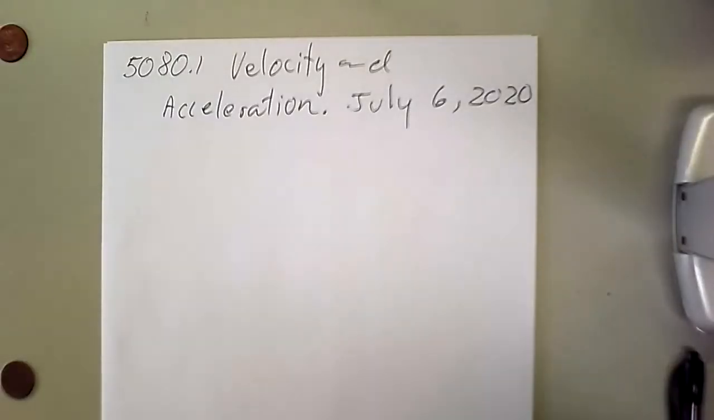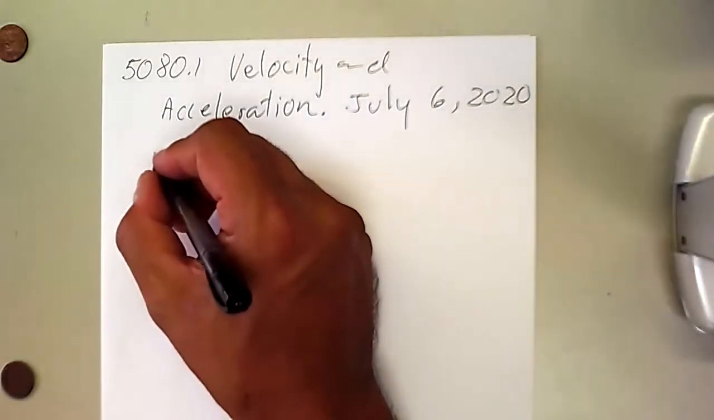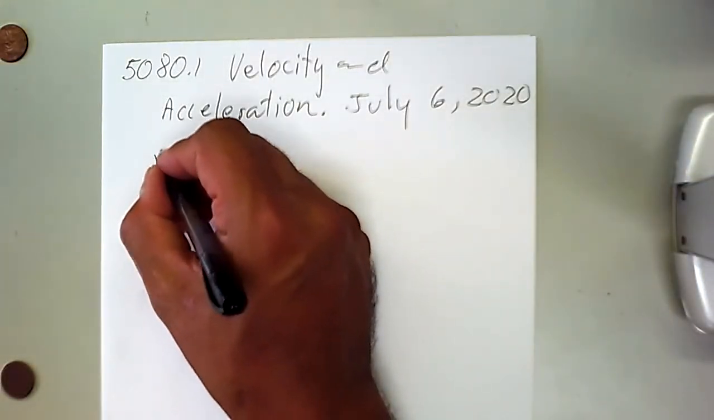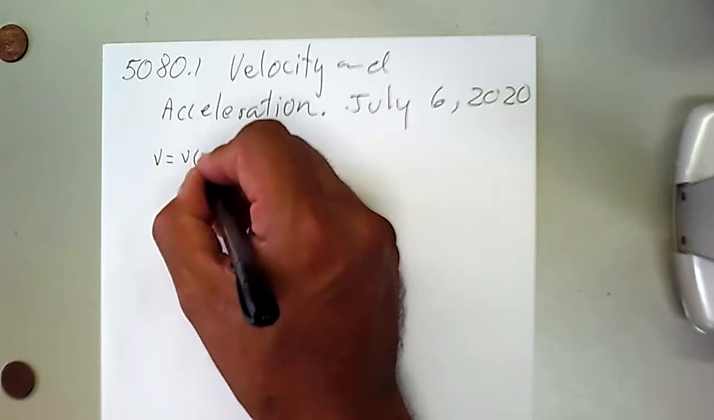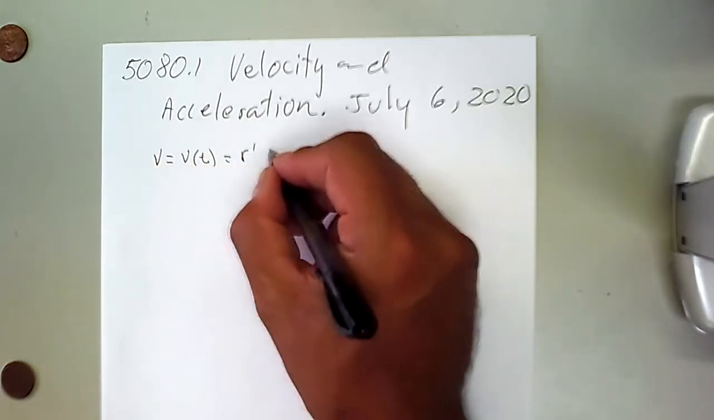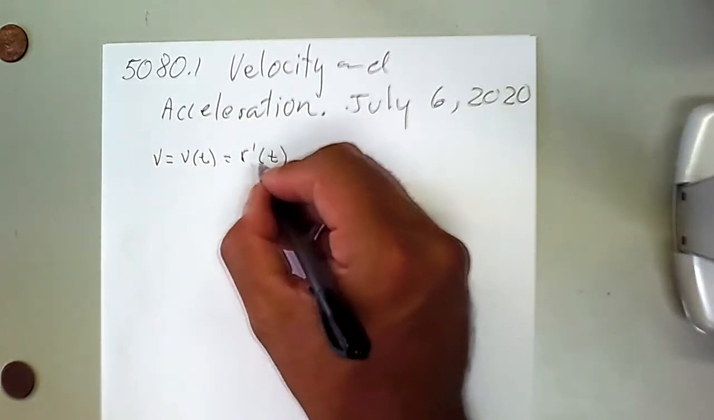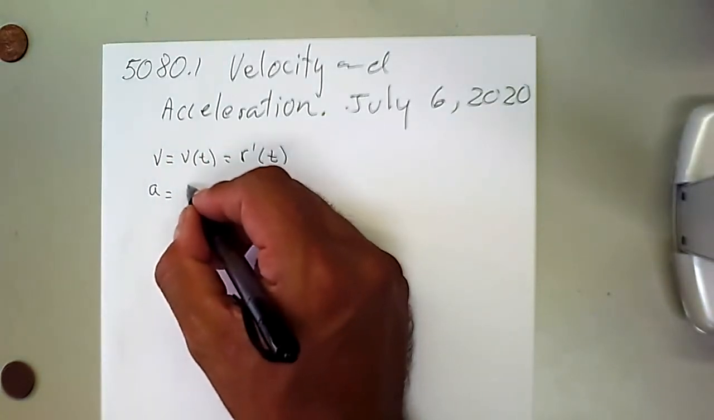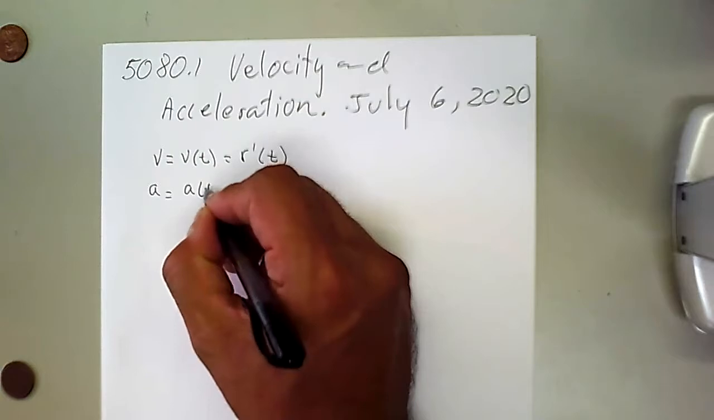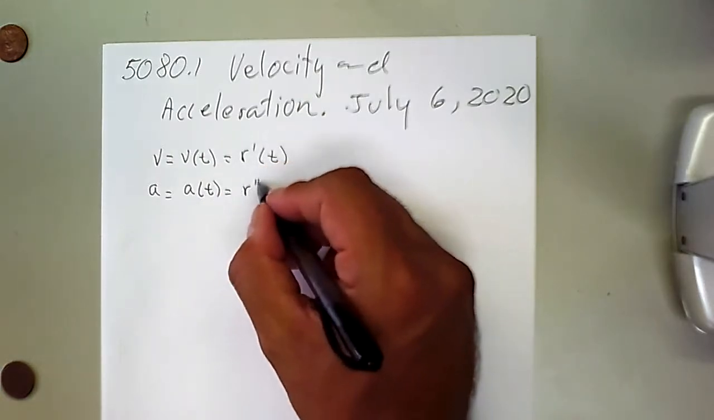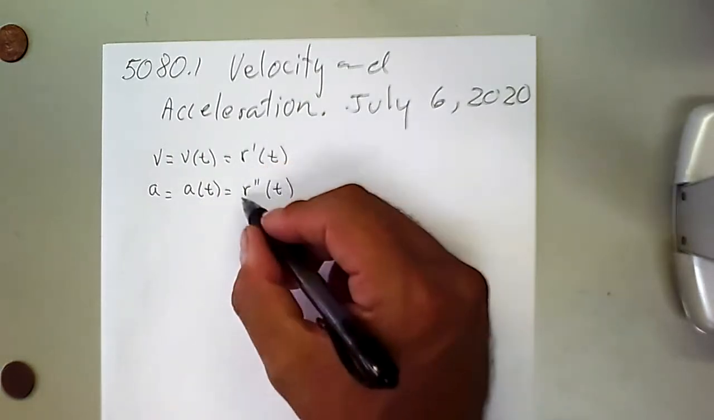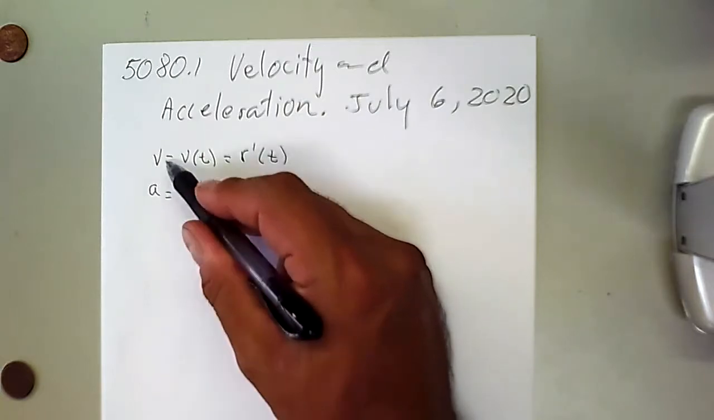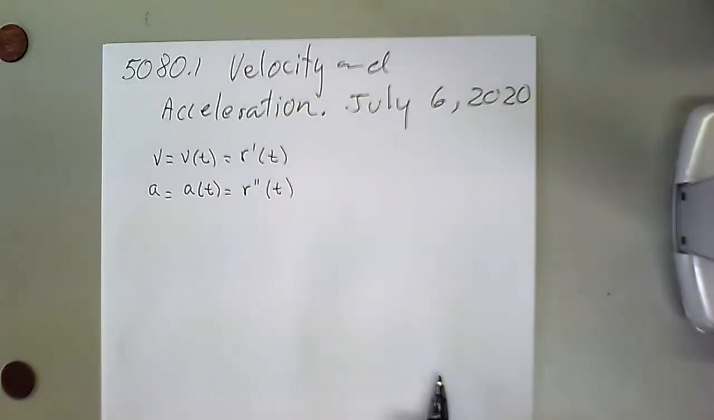Okay, we're going to deal with velocity and acceleration in 3D. The vector velocity is a function of t, and it is simply defined as the first derivative of the position. This is the position vector. The acceleration, again, is a function of t, and it is defined as the second derivative of the position vector. Another way to think of this is that the acceleration is the derivative of the velocity. So this is a standard definition.